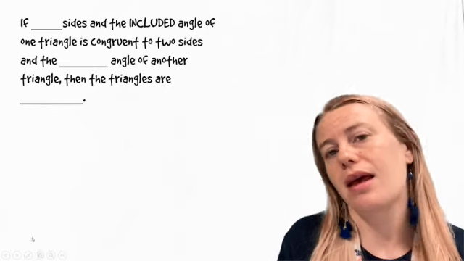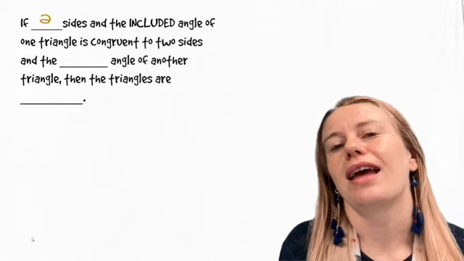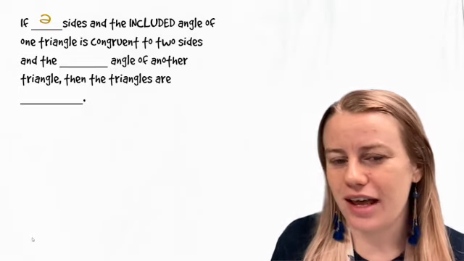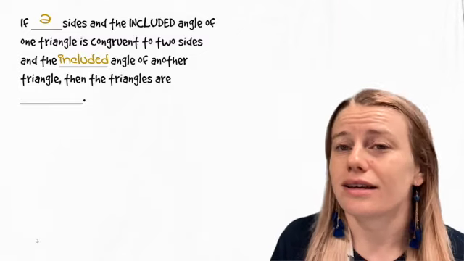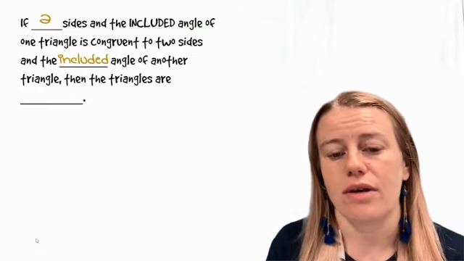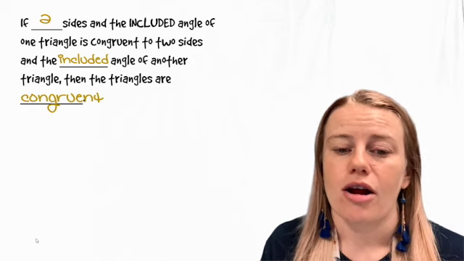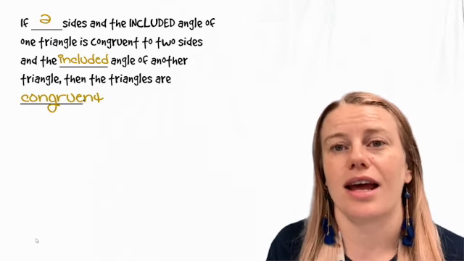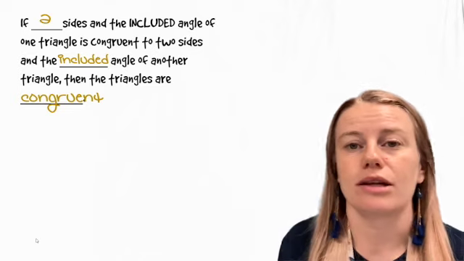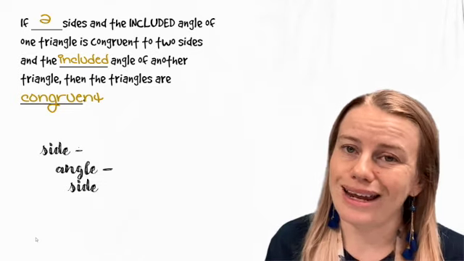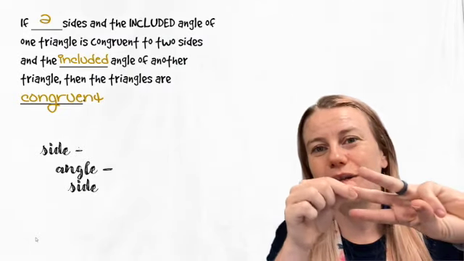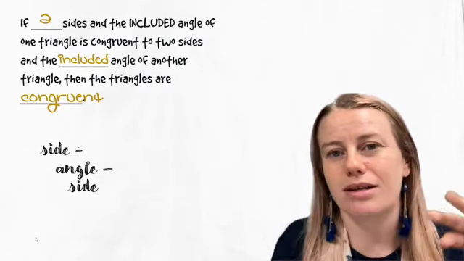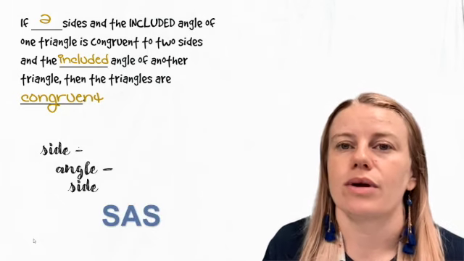All right, if two sides and the included angle of one triangle are congruent to two sides and the included angle of another triangle, then the triangles are congruent. And I'll show you what I mean by included angle. We call this side, angle, side, since we're talking about two sides and an included angle, meaning that angle has got to be in the middle of those two sides. We abbreviate this with SAS.